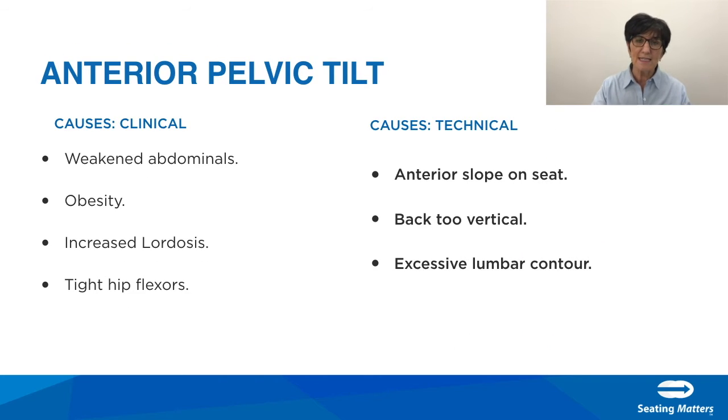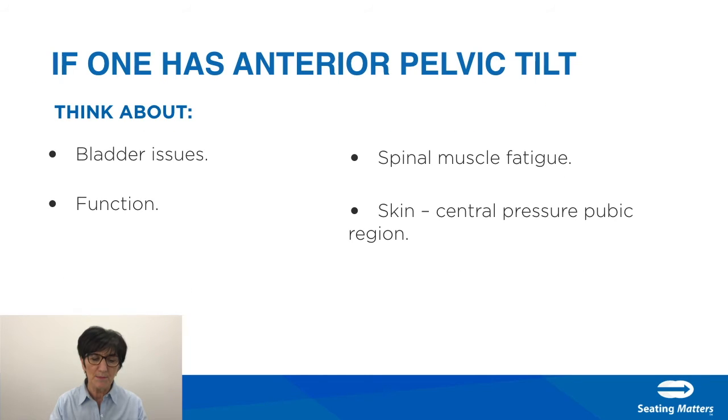So what causes an anterior tilt? Looking clinically at the patient, if they've got weakened abdominal muscles, if there's obesity, increased lordosis, or tight hip flexors. But I'm concerned about how the chair is producing this problem. So if there's an anterior slope on the seat, if the back of the chair is too vertical, or there's an excessive lumbar curve that's pushing the pelvis forward and into this anterior tilt. And what we must consider is, if people sit like this for long periods of time, the impact that it's having on their bladder, their functional ability, it can cause spinal muscle fatigue, and also damage to the skin in the central pubic region.